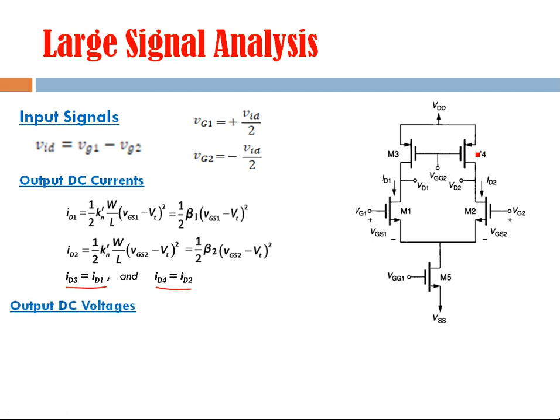Now after finding the output DC currents, let's see how we find out the output DC voltage. Output DC voltage means voltage at this terminal and voltage at this terminal. So voltage at this terminal will be given by VDD minus voltage drop here, right? So this will be VDD minus VDS3, means drain source voltage of this device. In the same way, this VD2 will be VDD minus drain source voltage of this device, right? And the drain source voltages of these devices will keep on changing depending on your input signal, depending on the current in these branches.